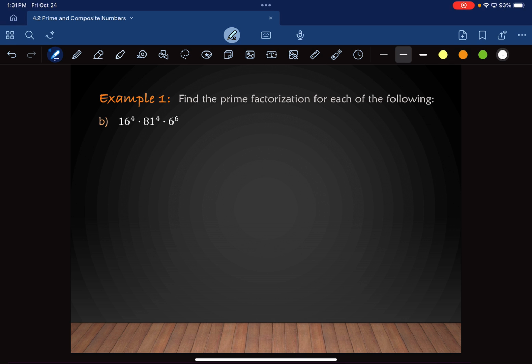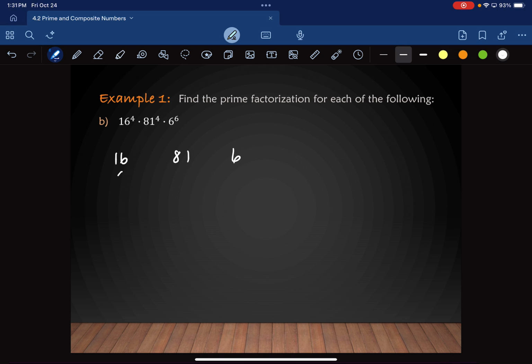So the bases themselves here, unfortunately, are not primes, and that's what it takes to be prime factored, right? 16 is not a prime, 81 is not a prime, and 6 is not a prime. Literally none of them are primes. So we're going to take each one of those individually and break them down. So we'll do 16, 81, and 6. And I'll do factor trees for them just because they're small, and that'll be just fine this time.